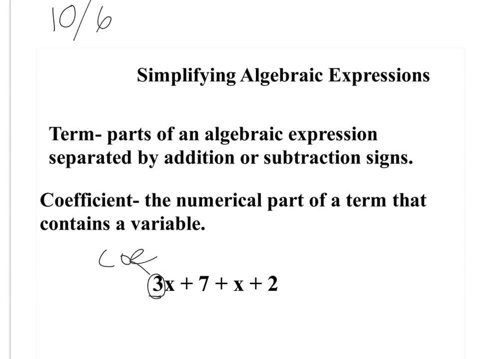Now if I look here, does this have a coefficient? Is 7 the coefficient? No, because does it contain a variable? No. I'll talk about this in a second, but that's a constant. Numbers without variables are constants. What about x? It has a variable, so what would the coefficient be? What's the number in front of x?